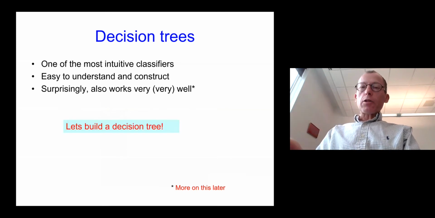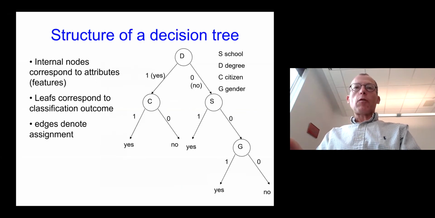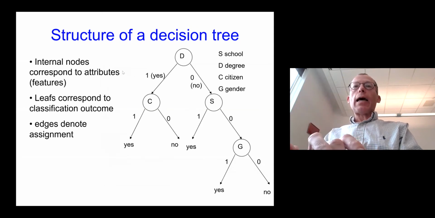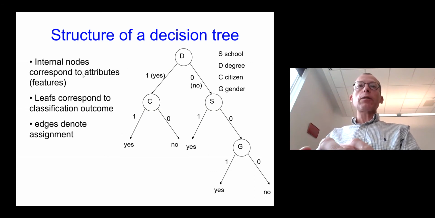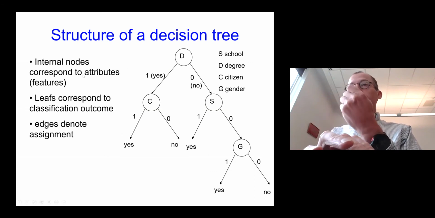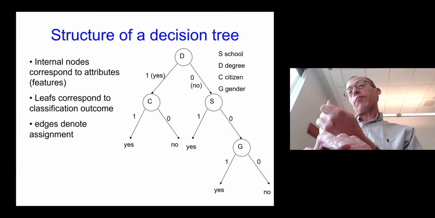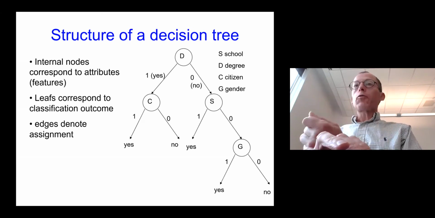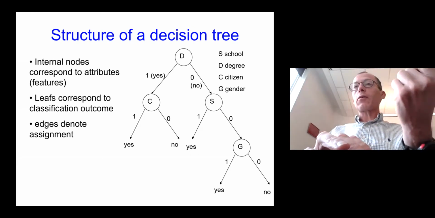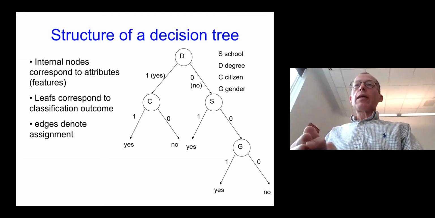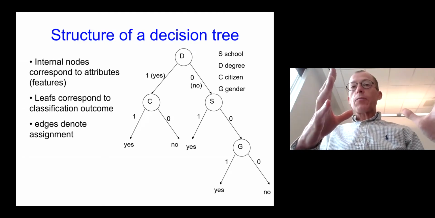Okay, so we built a decision tree, but now let's discuss this a bit more formally. So this is the structure or the graph of a decision tree. A decision tree has a set of internal nodes that correspond to questions on the attributes. Basically, these are the features that we have, for example, which school you're going to, what is your degree, whether you're a citizen or not, what is your gender, and of course we can have other features. These are the inputs for our samples.